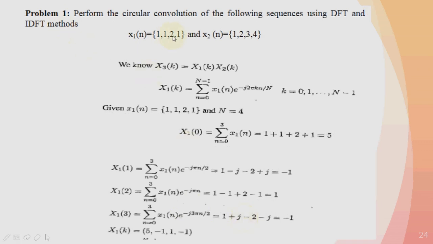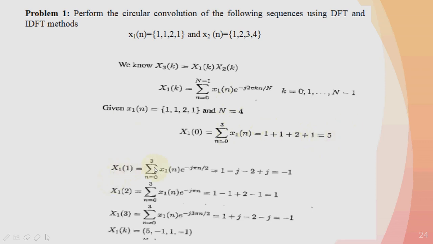So x1 of n is equal to 1, 1, 2, 1, and x2 of n is equal to 1, 2, 3, 4. We know x3 of k is equal to x1 of k into x2 of k. But x1 of k is obtained using the DFT formula, summation n equal to 0 to N minus 1 of x1 of n e raised to minus j2 pi kn by N, for k equal to 0 to N minus 1. Here N is equal to 4. So x1 of 0 is the summation over n equal to 0 to 3; e raised to 0 becomes 1, so x1 of 0 is equal to 1 plus 1 plus 2 plus 1, so it becomes 5.